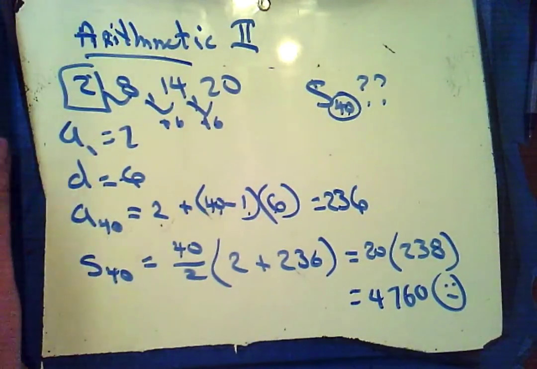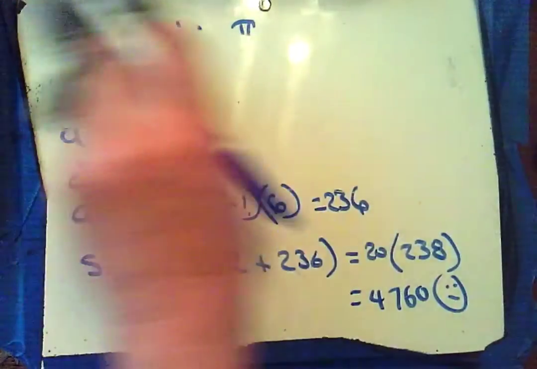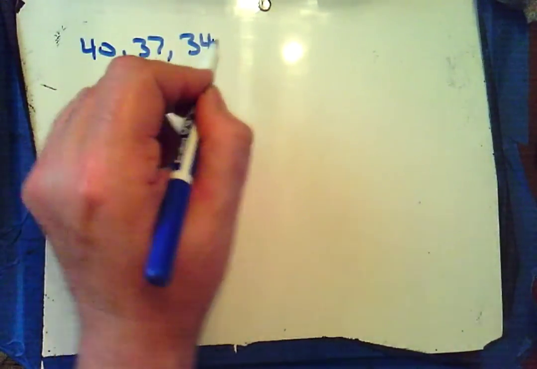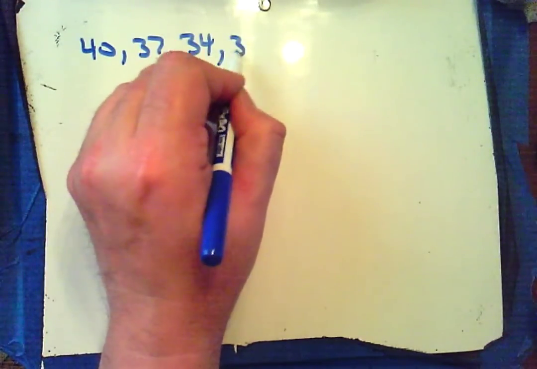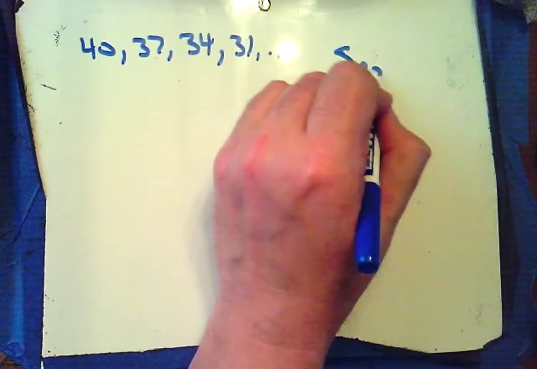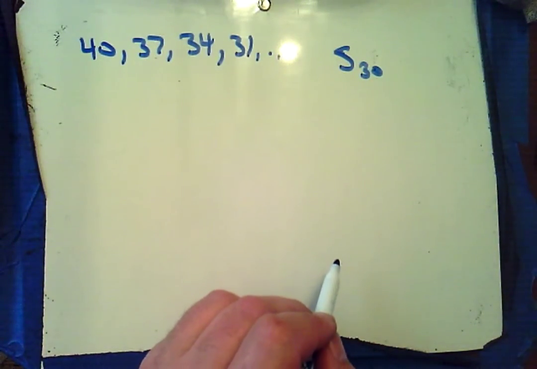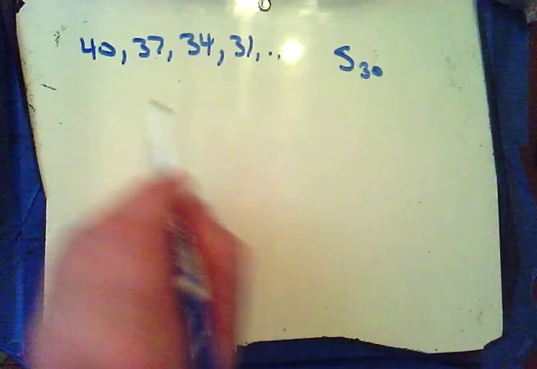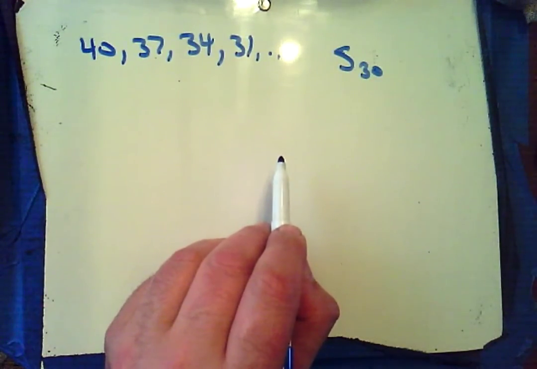Okay, how about this one? 40, 37, 34, 31, and so on, and I want s sub 30. Okay, why don't you pause the video and give this one a try. Come back when you're done. We're looking for s sub 30 in this arithmetic sequence.